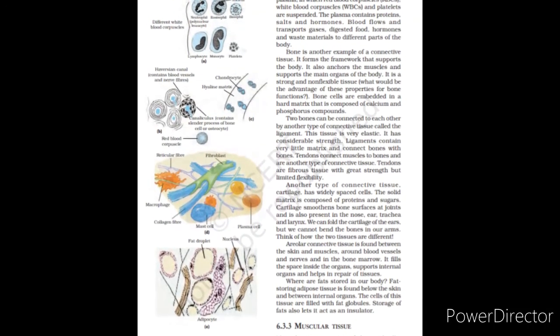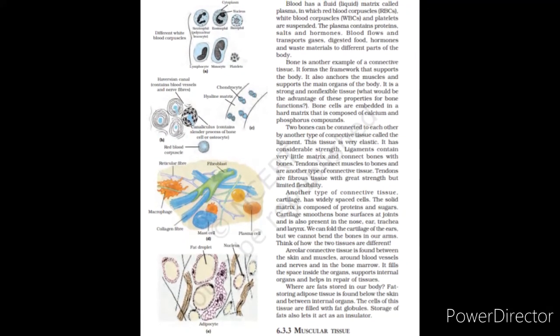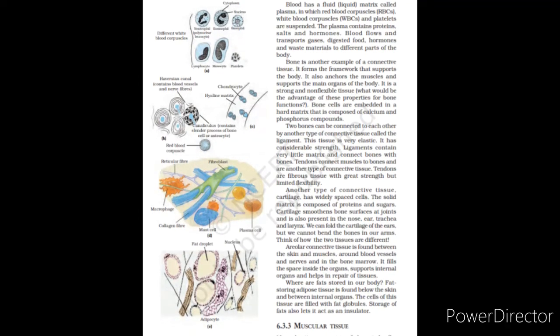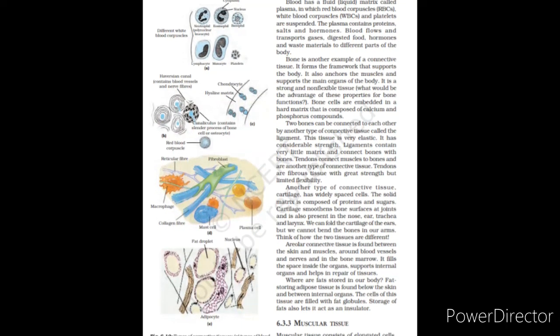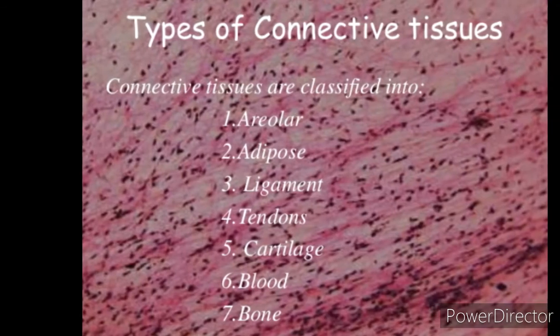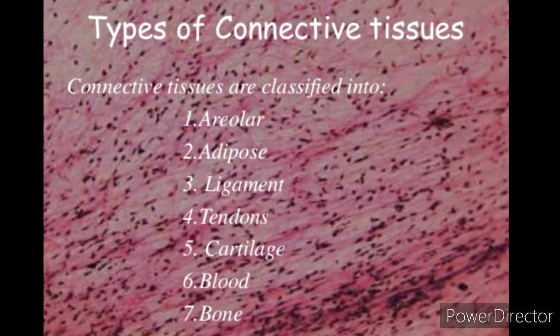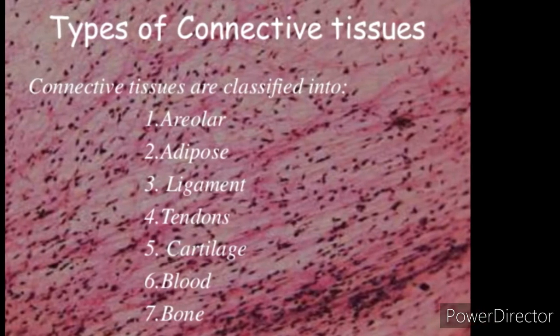Blood has a fluid matrix called plasma, in which red blood corpuscles, RBC and WBC, and platelets are suspended. The plasma contains protein, salts, and hormones. Blood flows and transports gases, digested food, hormones, and waste materials to different parts of the body. I think you already know about the situation of the COVID-19 plasma donor, so you can understand what plasma is here. Bone is another example of connective tissue.